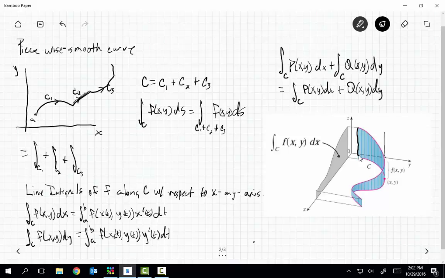So this is not a great example of a parameterized curve in the xy plane to be able to talk about line integrals with respect to y. But I think that they did a really nice job in showing what that line integral with respect to x looks like, okay?